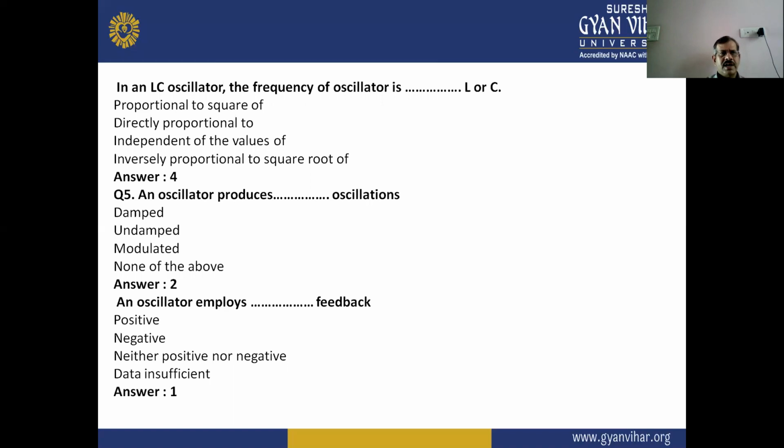Next, in an LC oscillator, the frequency of oscillation is what with respect to L or C? Option A, proportional to square of. Option B, directly proportional. Option third, independent of the values. And option four, inversely proportional to square root. The correct answer is option 4. In an LC oscillator, the frequency of oscillation is inversely proportional to the square root of L or C.